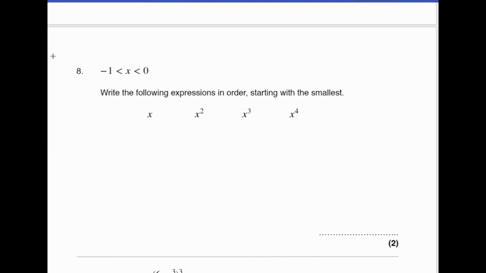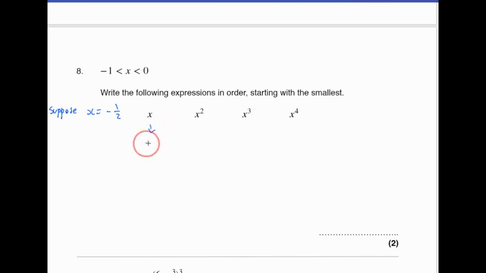So next question. We've got that x is in between -1 and 0. And we're going to write the following expressions in order, starting with the smallest. Well, one way in which you can do this is just pick a number for x that's in between -1 and 0. Nothing wrong with that. So let's just suppose x equals -1/2. That's all right.